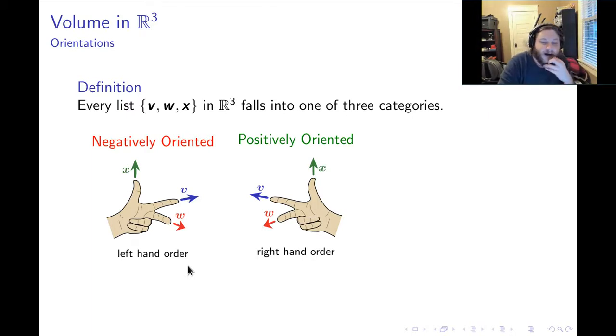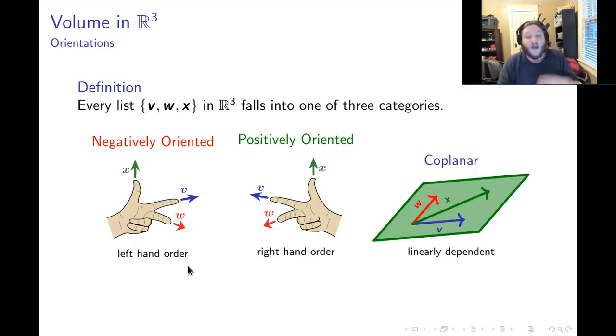And the third possibility is that our vectors could be not collinear, like in 2 dimensions necessarily, but coplanar, which is the analog for 3 dimensions. So this means that all 3 vectors live in the same 2-dimensional plane, which is really the same thing as saying that these 3 vectors in R3 are linearly dependent. So there's the linearly dependent category, but if the vectors are linearly independent, the list of 3 vectors in R3 is either negatively oriented, which is left-hand order, or positively oriented, which is right-hand order.